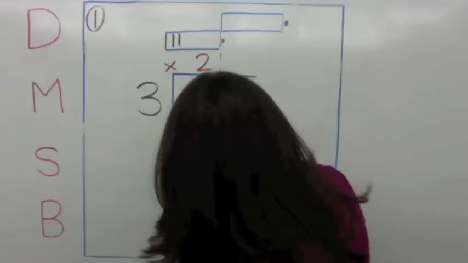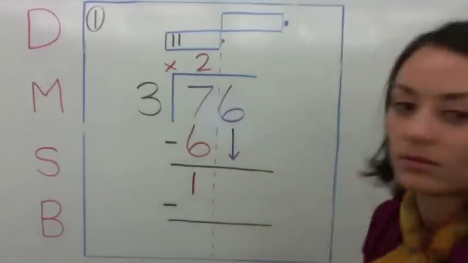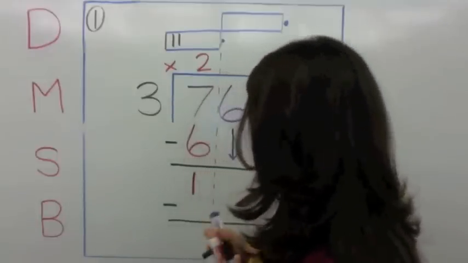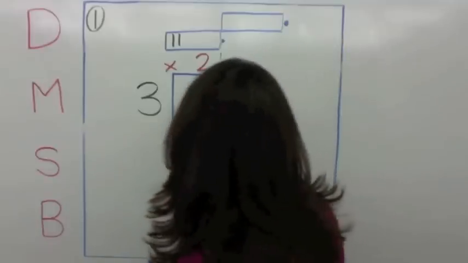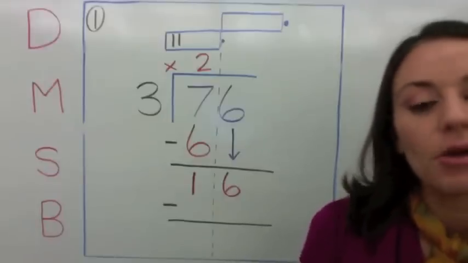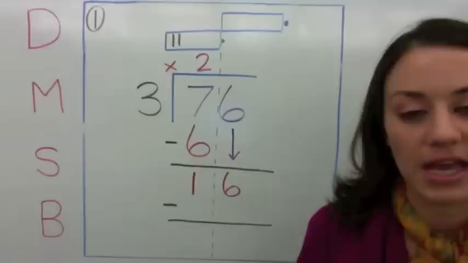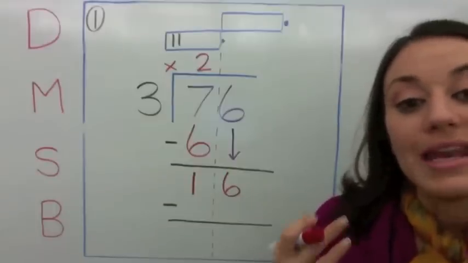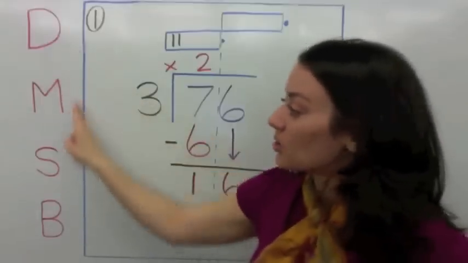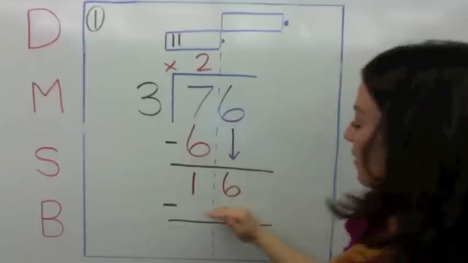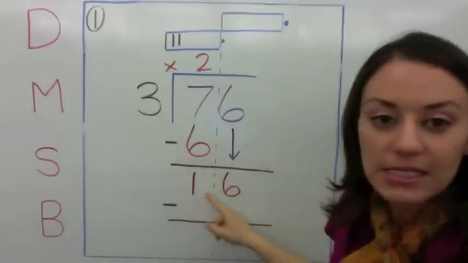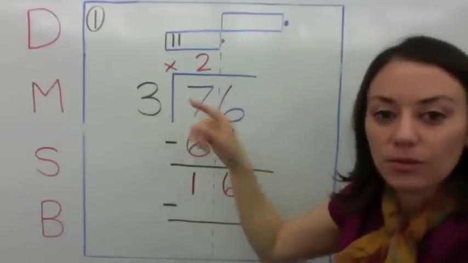Because you don't really just have 1 left over. When you bring down the 6, and I'll make it red so you see it's one number, it really becomes 16. So now you have 16 left over. Now you're going to take this number, which is 16, and start the steps all over again. So now this is saying 16 divided by 3.